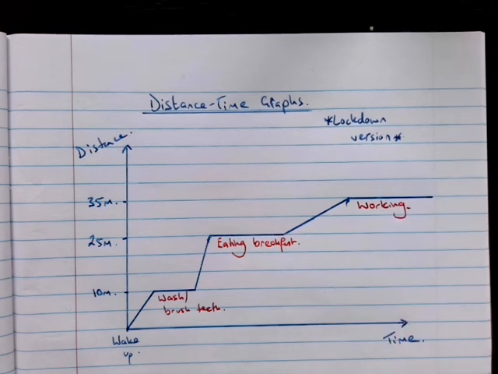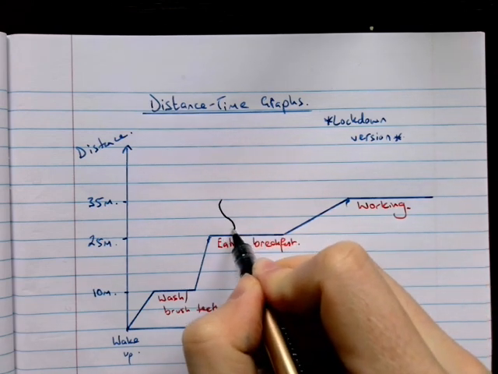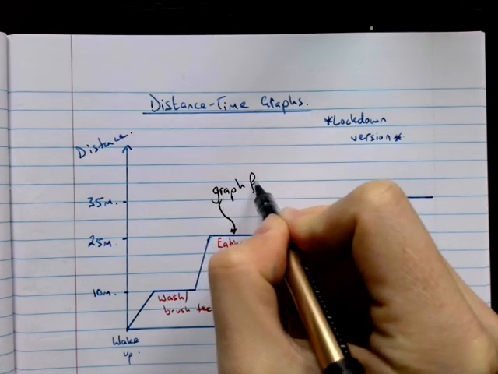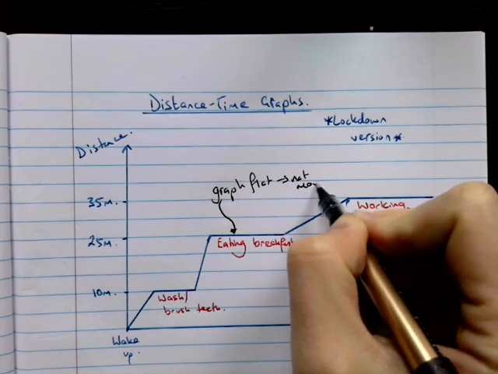You can see from this distance time graph, there are times when the graph is changing and times where the graph is not changing. Where the graph is going up, that's you moving, and where the graph is flat, that's you not moving. You need to make sure you understand that. For example, here the graph is flat, therefore not moving.